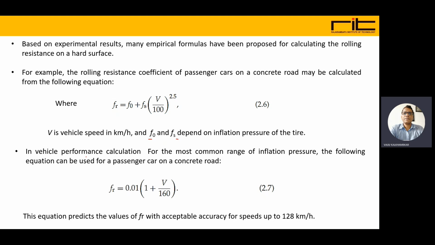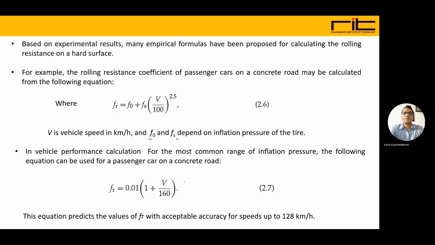In vehicle performance calculation, for the most common range of inflation pressure, the following equation can be used for a passenger car on a concrete road: fr is equal to 0.01 into (1 plus V by 160). The equation predicts the values of fr with acceptable accuracy for speeds up to 128 km per hour. This is the summary. This is about the rolling resistance, which is one of the important opposing forces to the net tractive force.